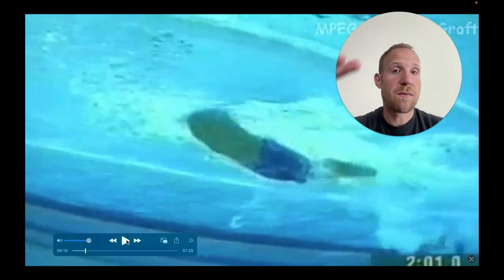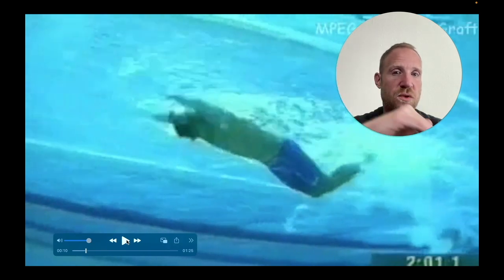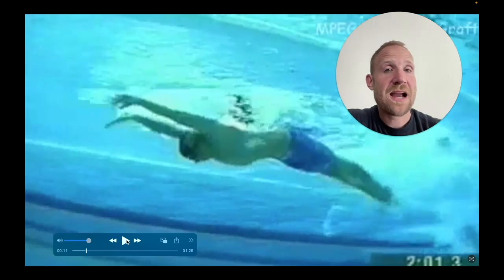And then the momentum of the body can come back down from that, and the undulation can pass through the body, and that can get the hips back up to the surface to get back in line, having lost a little bit of alignment to lift the chest, to breathe, and recover the arms.